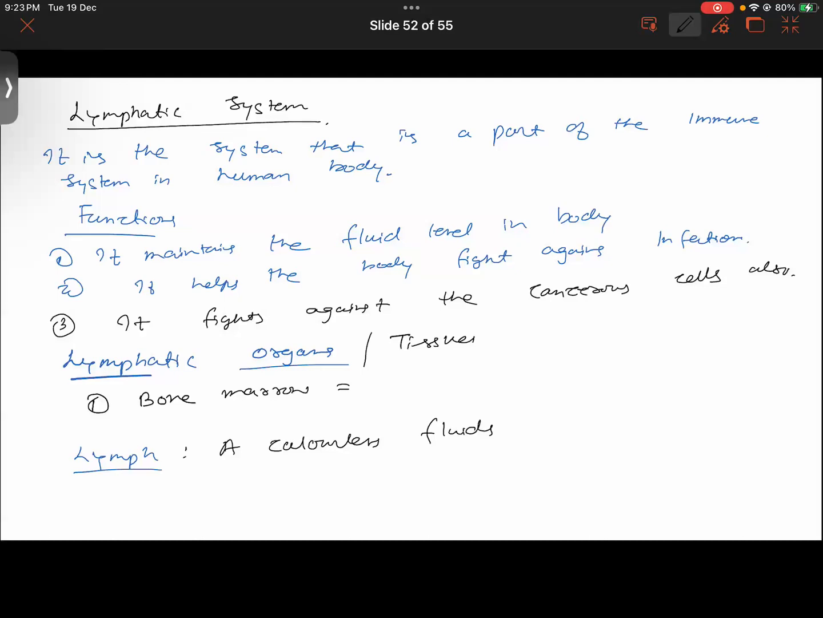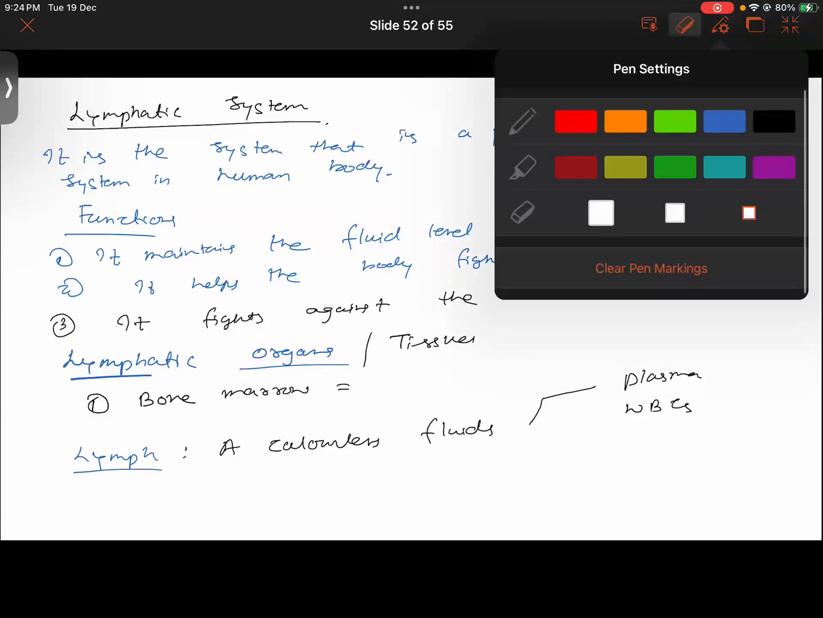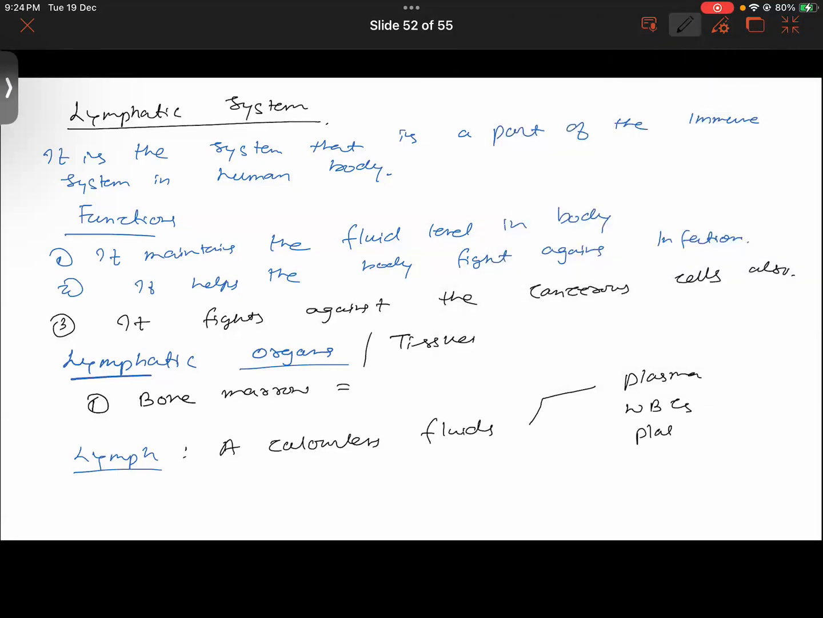So lymph is a colorless fluid, and this colorless fluid comprises plasma, some white blood cells, some red blood cells also. No, sorry, not the red blood cells, because it would be red in color then. White blood cells, then the platelets. We know that white blood cells and platelets are also colorless, they have no color, and they are fewer in number.